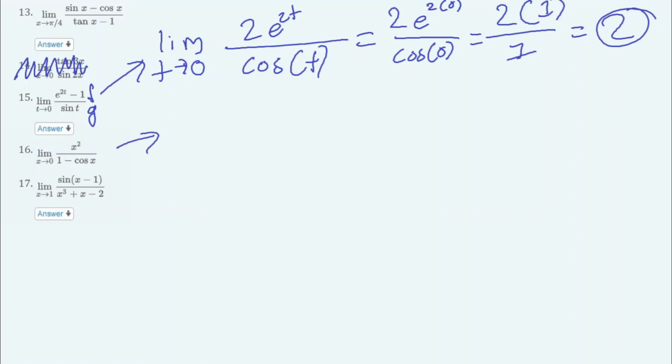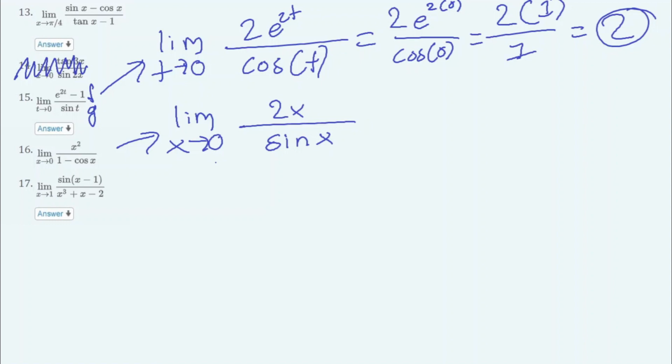And now we're going to move on to number 16. Number 16 is something similar. On the top, we have x to the power of 2. The bottom, we have 1 minus cosine x. So we find the derivative of that. We're going to have 2x on the top, and on the bottom, just sine of x, because the derivative of negative cosine of x is sine of x.